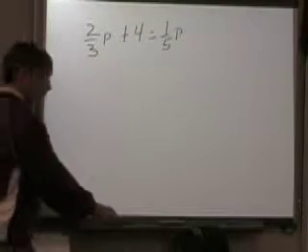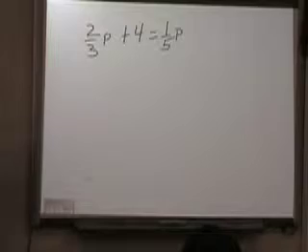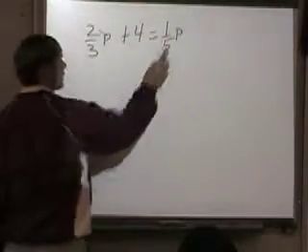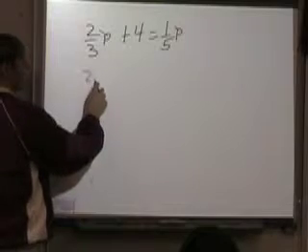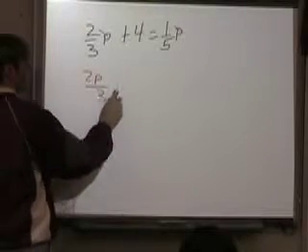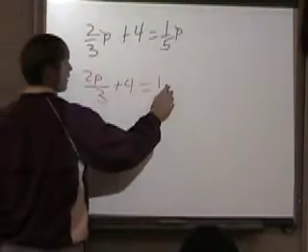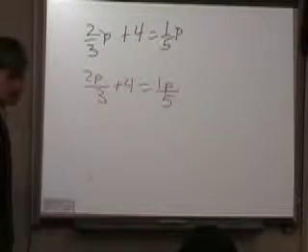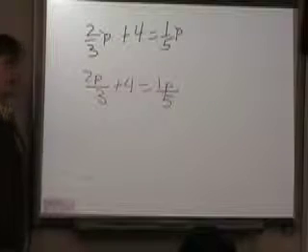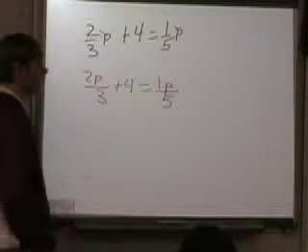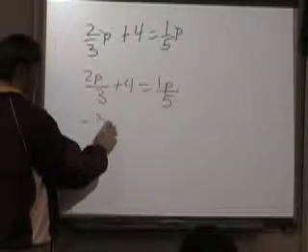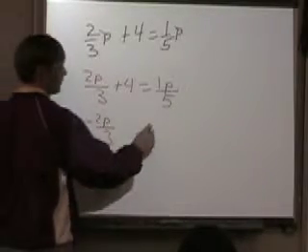Now, remember how we're supposed to rewrite this? We've got 2/3 p plus 4 equals 1/5 p. Remember, the p's go with the top number. So I've got 2p over 3 plus 4 equals 1p over 5. Right? Now, what can you do? Yeah, there's only one thing you can do. Subtract 2p over 3 on both sides.